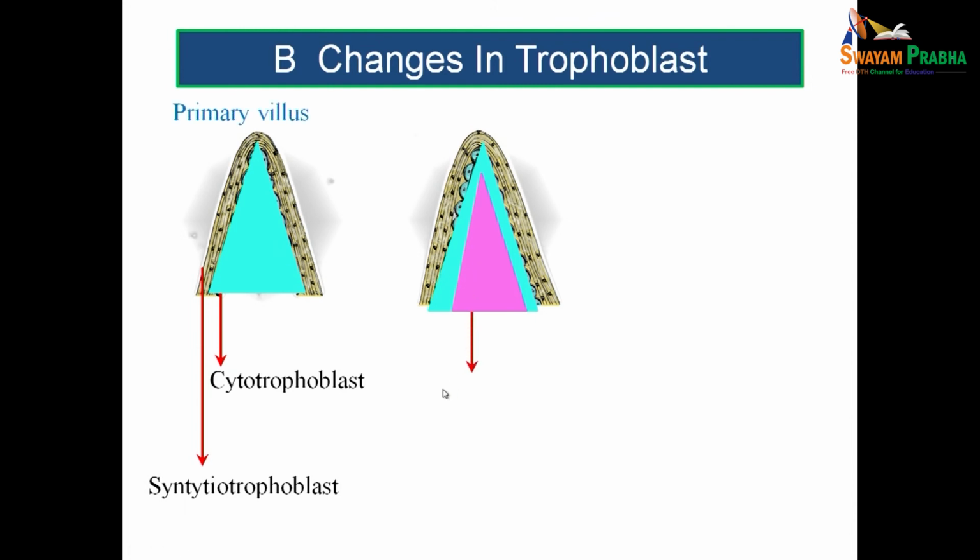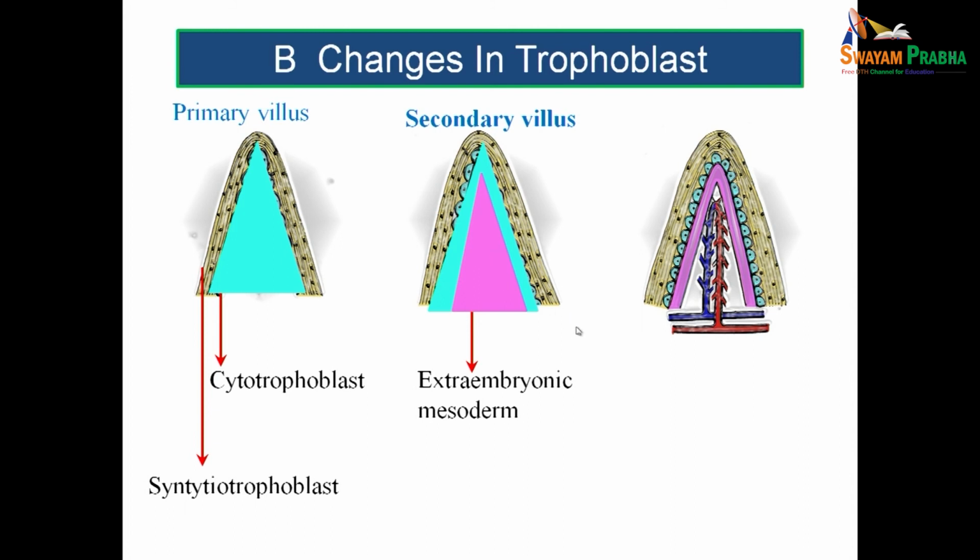Now, you have the extraembryonic mesoderm lying just beneath it. Into this villus you can see the extension of the extraembryonic mesoderm. So, the primary villus with the invagination of extraembryonic mesoderm is known as the secondary villus. Now, into this mesoderm, blood vessels enter as fetal capillaries. The fetal capillaries invade the mesoderm of the secondary villus to form the tertiary villus.